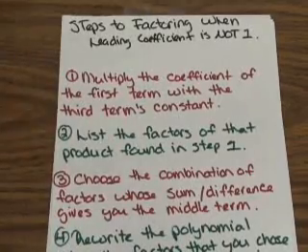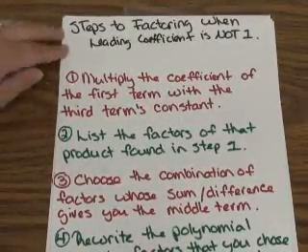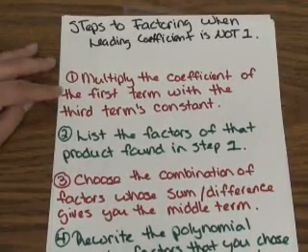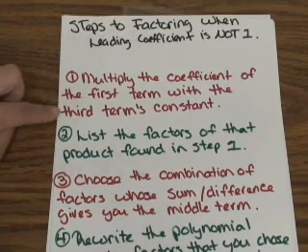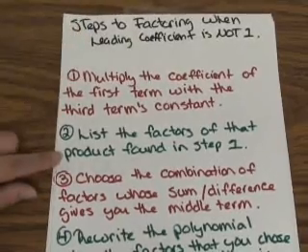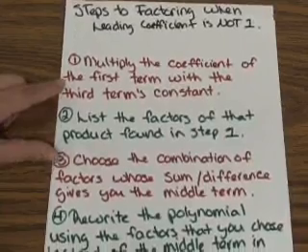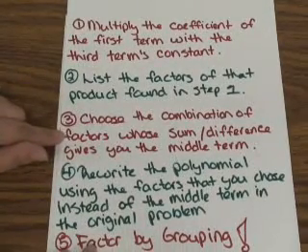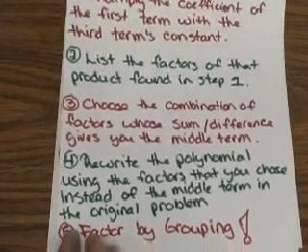So, here are the steps. I'll read them to you. Steps to factoring when the leading coefficient is not 1. First, you want to multiply the coefficient of the first term with the third term's constant. Secondly, you want to list the factors of that product found in step 1. Thirdly, you want to choose the combination of factors whose sum or difference gives you the middle term.